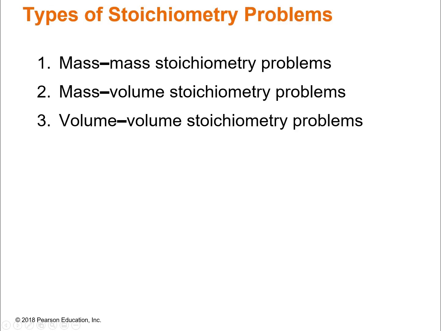So we covered the first two types, mass to mass and mass to volume. We threw in the bonus of volume to mass, which is just the reverse. Now we're going to do volume to volume, which is the easiest.